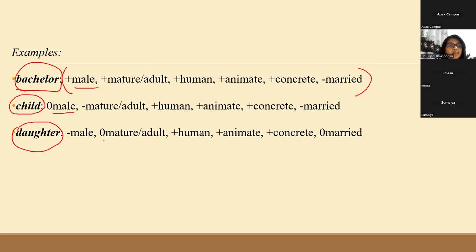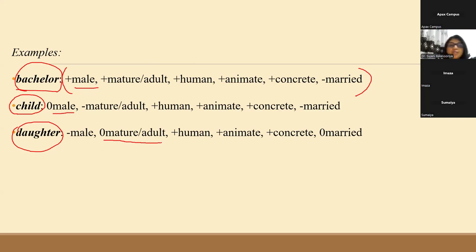And what do you think about why zero mature or adult is given? Because there can be small daughters, very young daughters, as well as big daughters. Big daughters means quite mature daughters also, right? So in that sense, we can't apply either plus or minus to the word mature. We can't apply. Therefore, zero, that's neutral, right?